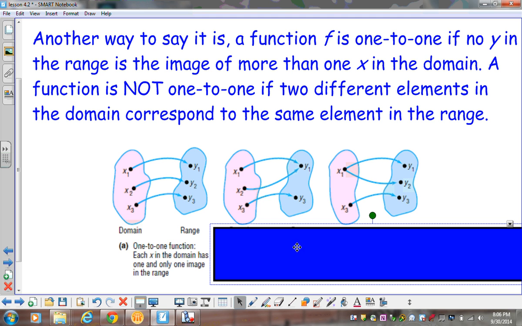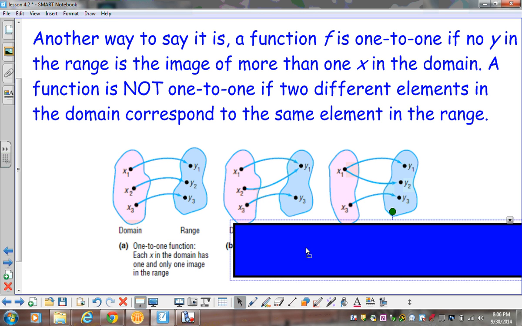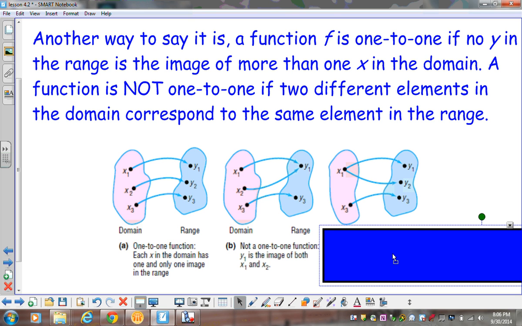All right, so let's look at the second one. x1 goes to y1, x2 also goes to y1. If I were to write those out as ordered pairs, that would be (x1, y1), (x2, y1). So once again, my y values are repeating. Therefore, this is not one-to-one. x3 goes to y3, so we're good there.